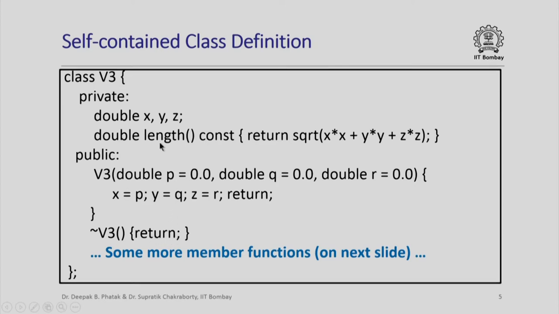But note that this private member function is completely defined within the definition of the class V3. Similarly, the constructor function and the destructor function are completely defined within the definition of the class V3. I have actually written down the exact instructions that are going to be executed in this constructor function, in this destructor function, in this length function, the exact definition of the function, exactly what instructions are going to be executed have been specified within the class V3.